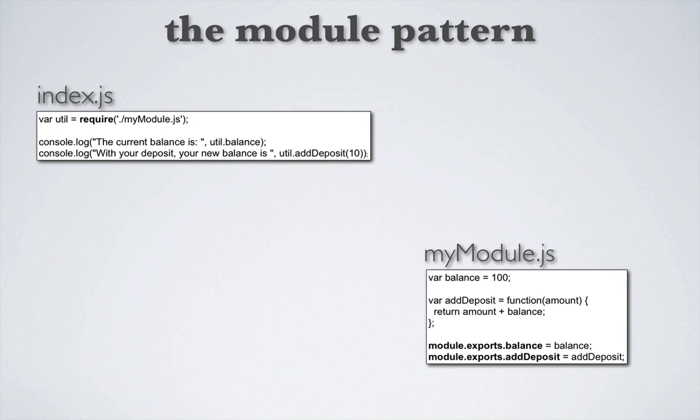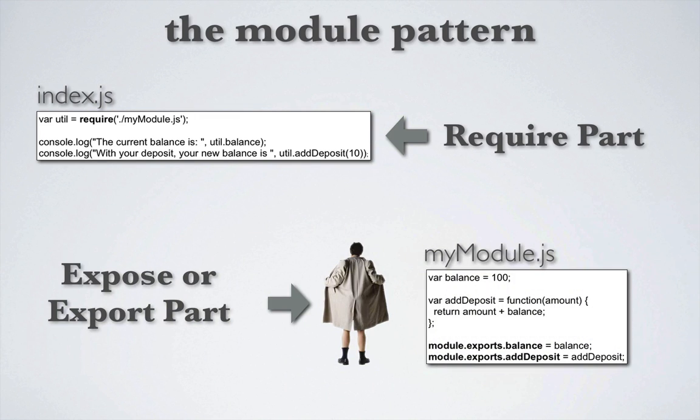Now on to the module pattern. This pattern consists of two basic steps. One of the steps involves requiring a module you want to include from one file, while from the other file or module exposing the stuff that you want to make available to the other modules. I'm going to talk about the require part of the pattern first. I think the best way to learn this stuff is through examples.